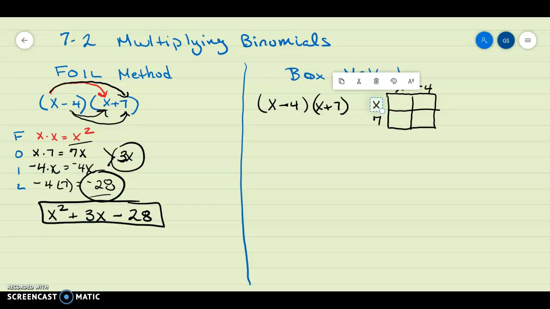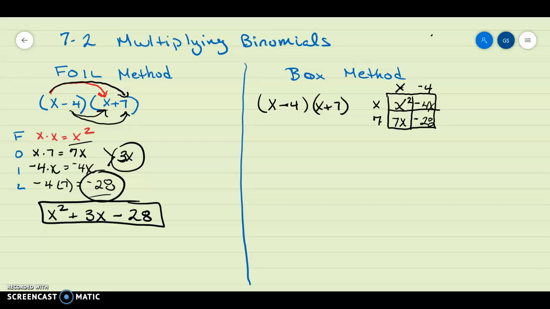Now what I'm going to do is make like a multiplication table. So x times x equals x squared. And then negative 4 times x equals negative 4x. Then we do 7 times x, which is 7x. We put that in that box. And then negative 4 times 7 is negative 28.